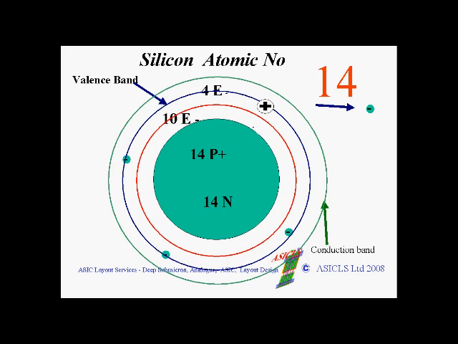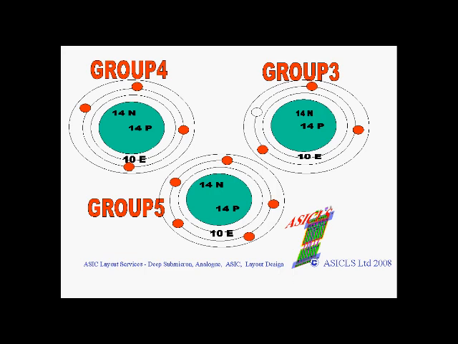Now because there are 4 outer electrons in the outer shell, this atom falls into a group called group 4. That's the same name as the security firm, of course. That will help you remember. On either side of group 4 is group 3 and also group 5. As you can guess, if group 4 has 4 electrons in the outer shell, then group 3 has 3 electrons in the outer shell, and group 5 has 5 electrons in the outer shell.